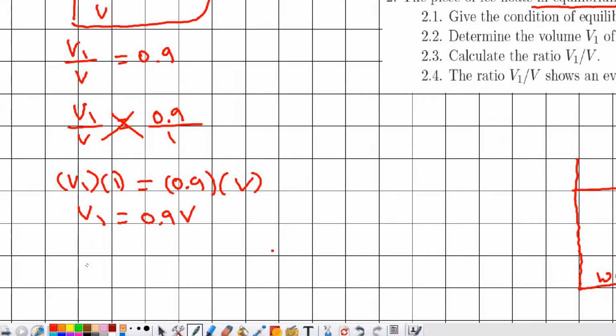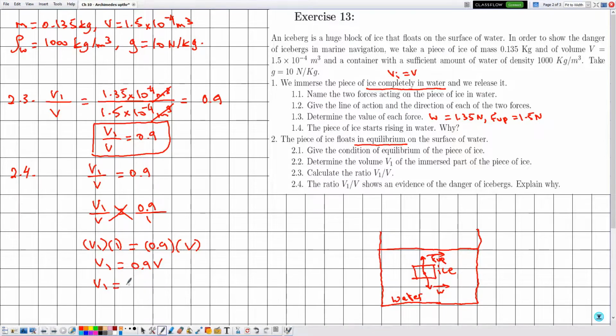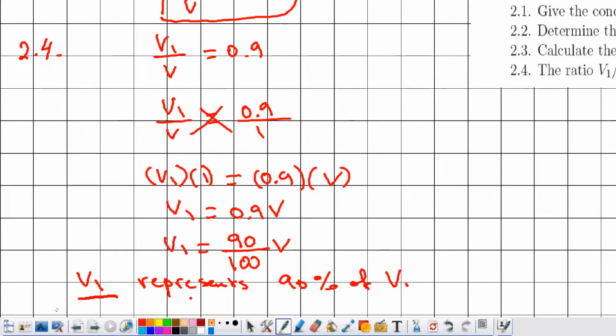Now notice that 0.9 can be written as the following fraction: 90 divided by 100. So why 90 divided by 100 and not 9 divided by 10? Because we are interested in percentage or proportionality. So V1 is equal to 90 divided by 100 multiplied by V, which means that V1 represents 90% of V. So what does V1 represent and what does V represent? Or in other words, what does this statement mean?